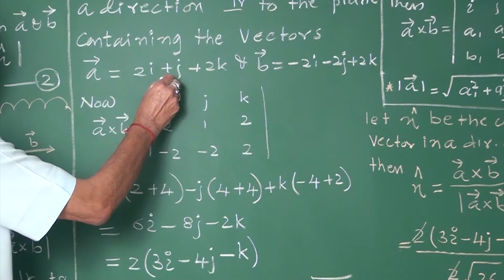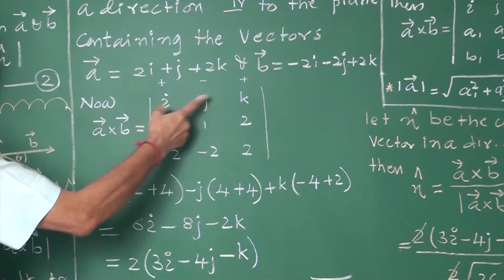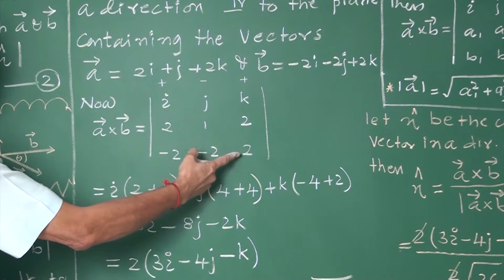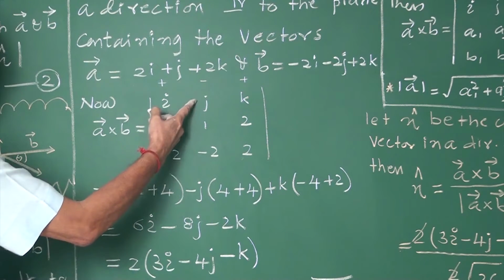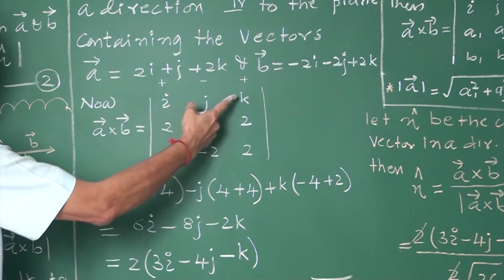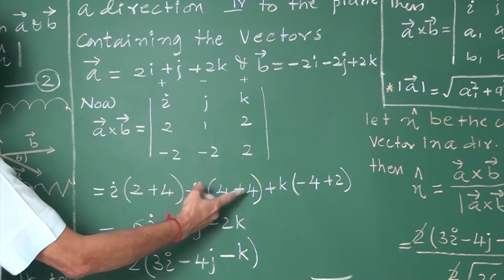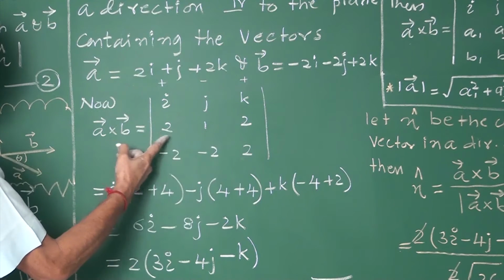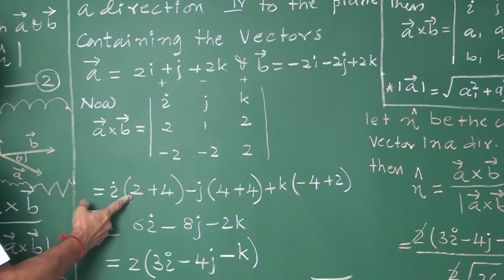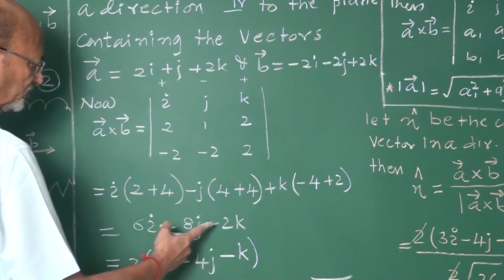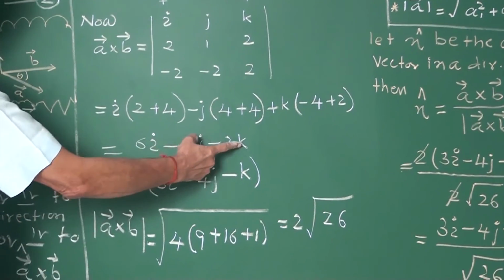What is this, my friend? You know the evaluation: plus, minus, plus. i into, leave the elements of the first row, first column, cross: 2 minus of minus is plus, 2 into 2 is 4. Minus j into, leave the elements of the first row, second column, 4, plus k into, leave this and this, minus 4, minus of minus is plus 2. Simplified: 6, 8, minus 2. Your observation, my friends, 2 is common: 2 times 3i minus 4j minus k.